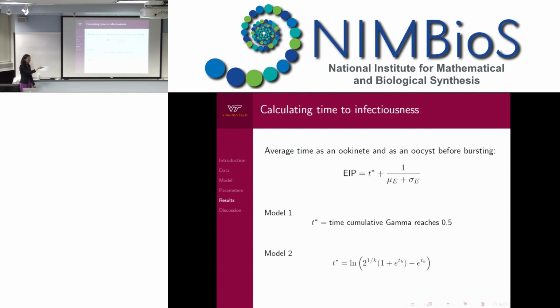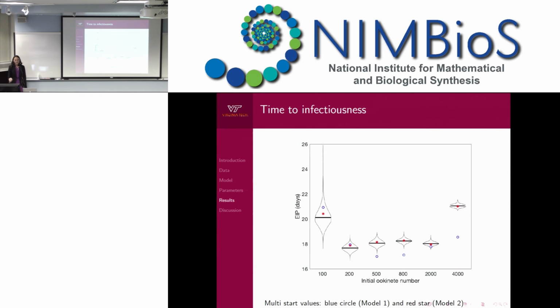In model 2, we have this analytical solution. So once we fit our K and TB values, we can get a value for T star. So we can start to look at what we predict the time to infectiousness to be as a function of our initial conditions here. And we generally see sort of a U-shaped curve, so that we're seeing shorter timing to infectiousness for intermediate values of ookinetes. I think the general expectation is that as we have more ookinetes, we should have a faster time to infectiousness. And we're actually seeing something that has sort of a limit at this intermediate level.